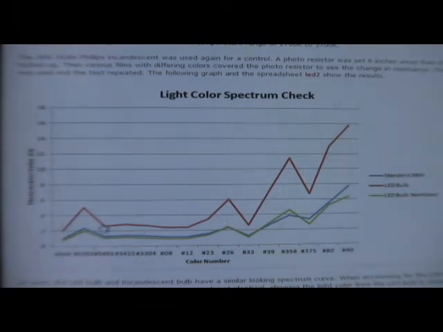In this graph here, you can see the photoresistor value through the different colours of sheets. The blue line here represents the standard incandescent light bulb, and the red line represents our LED bulb. As you can see, the shapes are very similar, and then when we normalized our LED bulb using a factor of 2.5, it matched up with the standard incandescent light bulb.